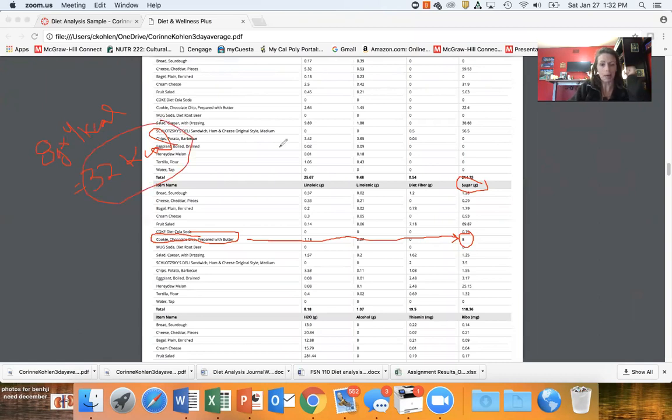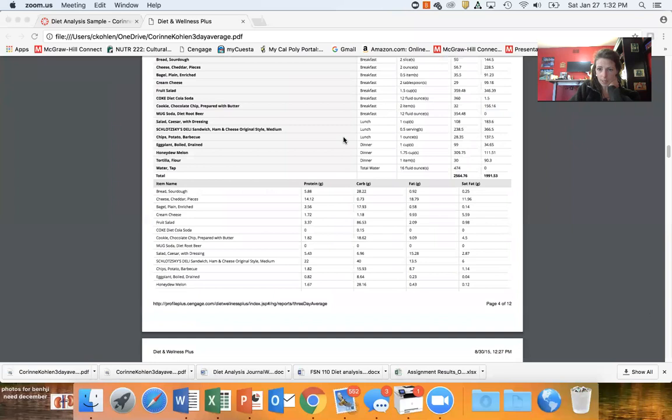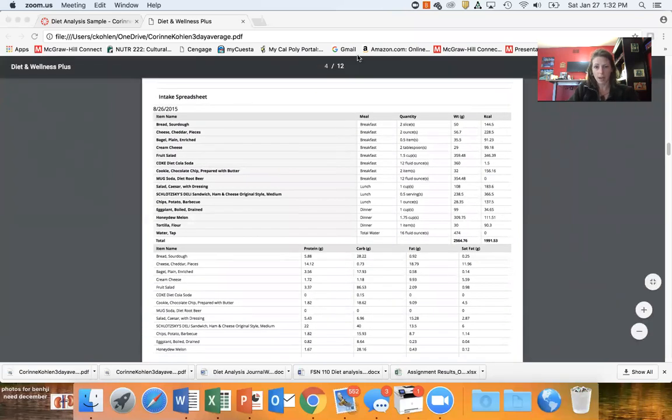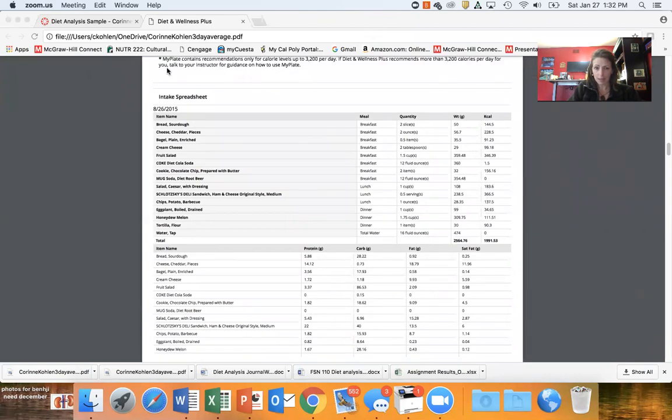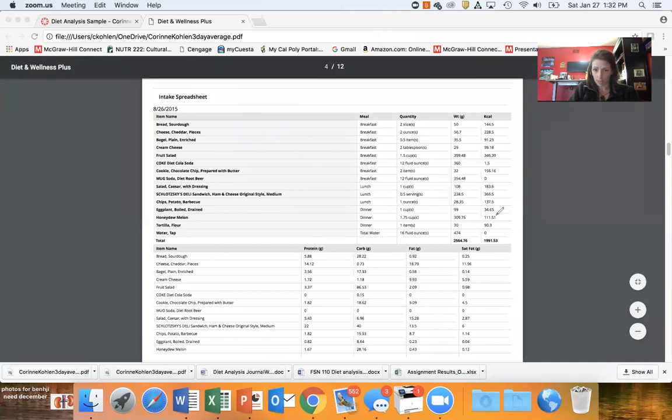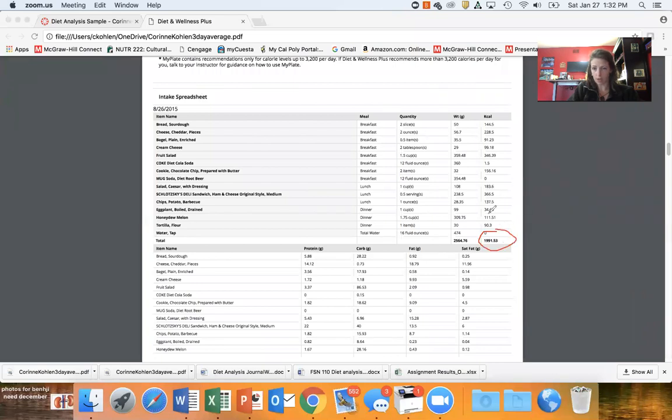And so now what I'm going to do is remember this 32. I'm going to clear the screen up here. And then I'm going to go back and see how many calories total I had during that day. And I had 1,991 calories. And so right here, you can see I had the 1,991 calories. So I'm going to take the calories from that sugar, which were 32 calories, and I'm going to divide it by this 1,991 calories.